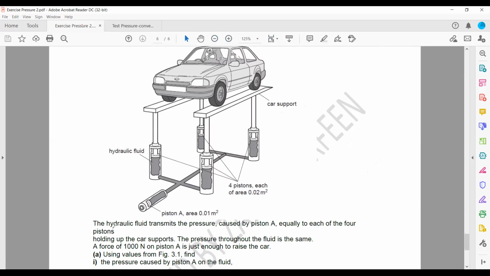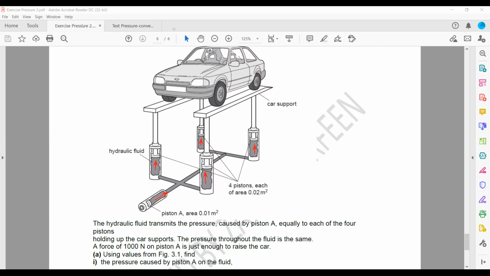In the question, hydraulic fluid is there. Hydraulic fluid means any oil can be used here. The hydraulic fluid transmits the pressure caused by piston A equally to each of the four pistons. So what pressure we apply, it is not about the force, it is about the pressure. The same pressure will be applied on each of these pistons.